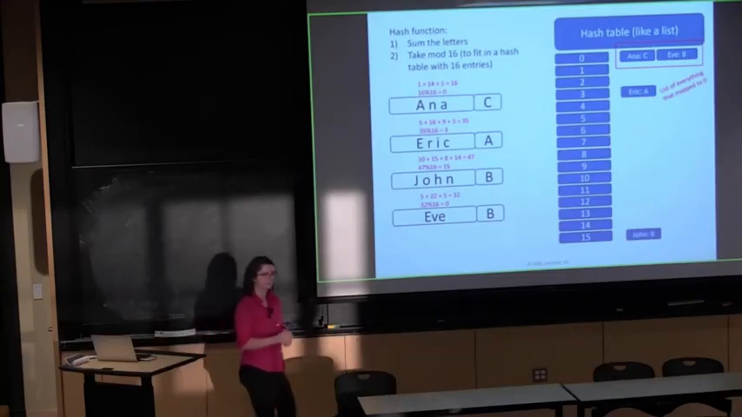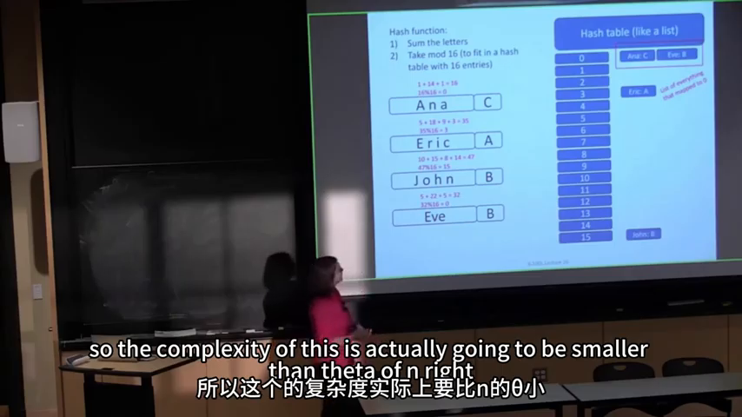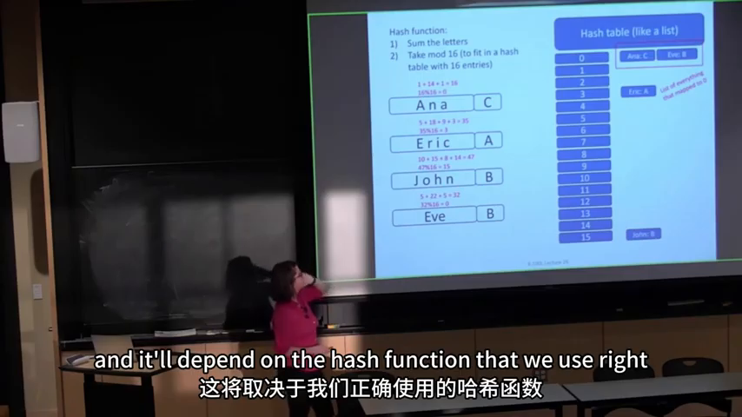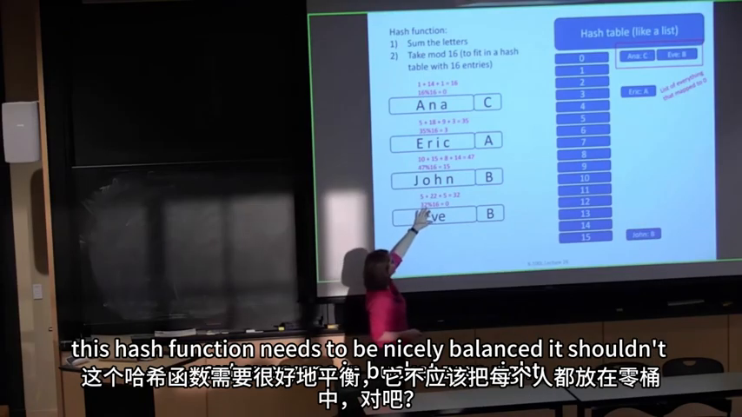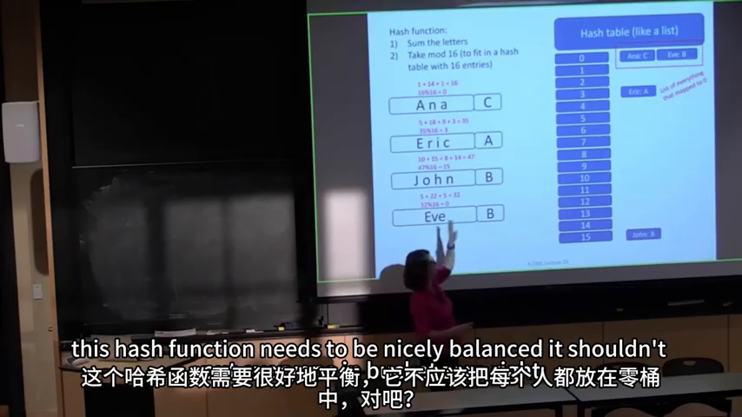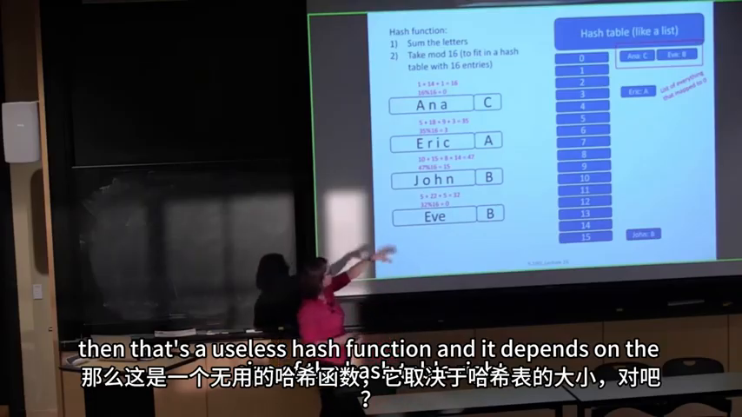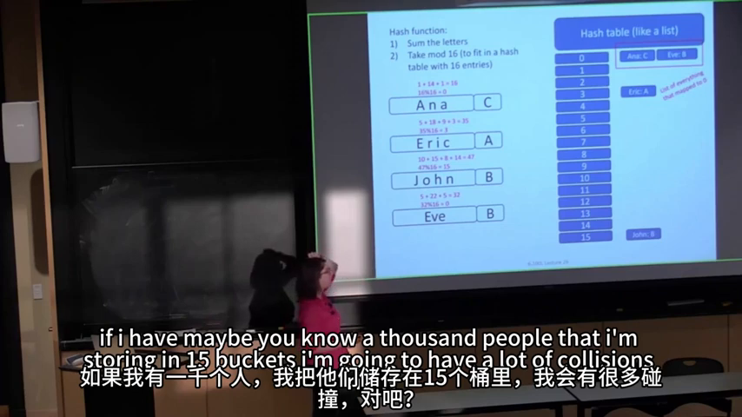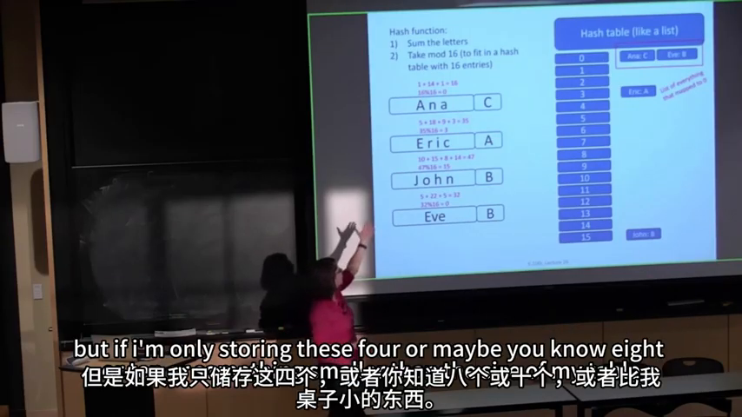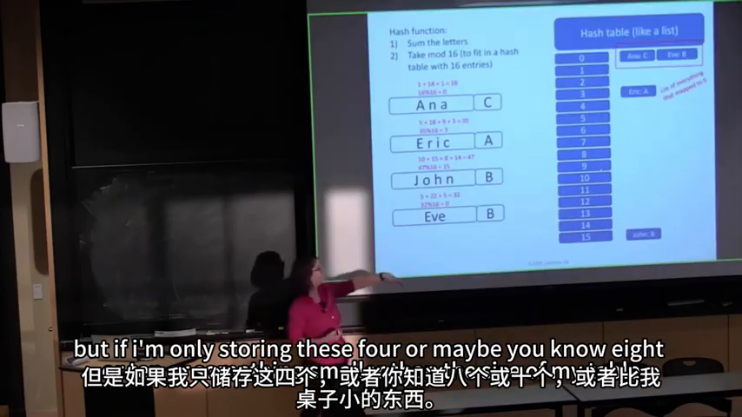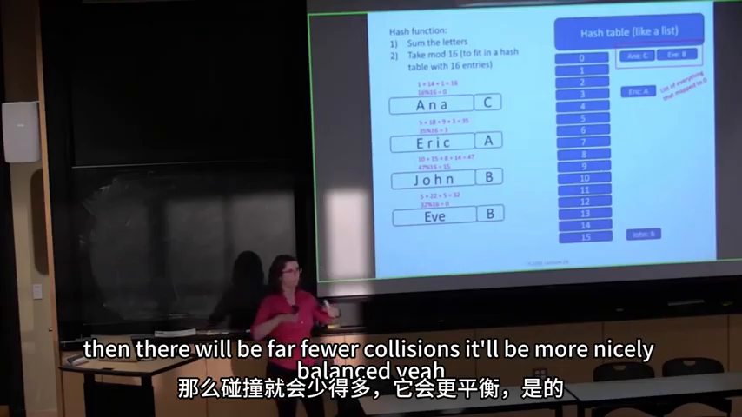Right? Yeah. Is the complexity of that theta of n? So the complexity of this is actually going to be smaller than theta of n, right? And it'll depend on the hash function that we use. This hash function needs to be nicely balanced. It shouldn't put everyone in bucket 0, right? Then that's a useless hash function. And it depends on the size of the hash table, right? If I have maybe 1,000 people that I'm storing in 15 buckets, I'm going to have a lot of collisions, right? But if I'm only storing these 4, or maybe 8 or 10 or something smaller than the size of my table, then there will be far fewer collisions. It'll be more nicely balanced.